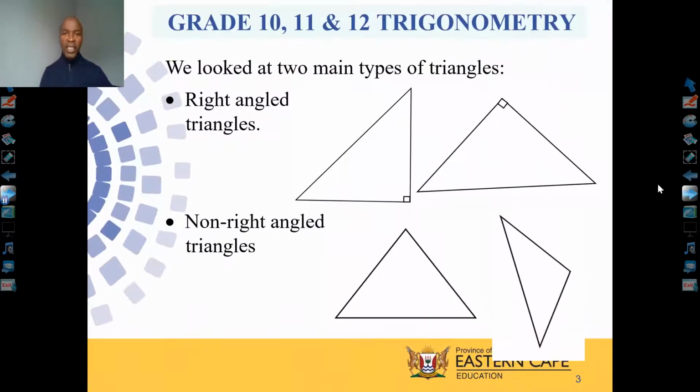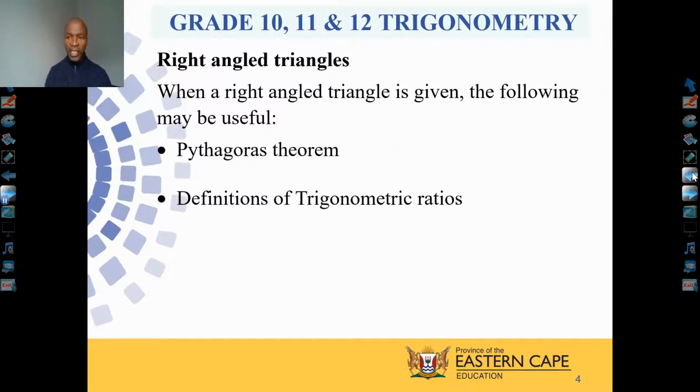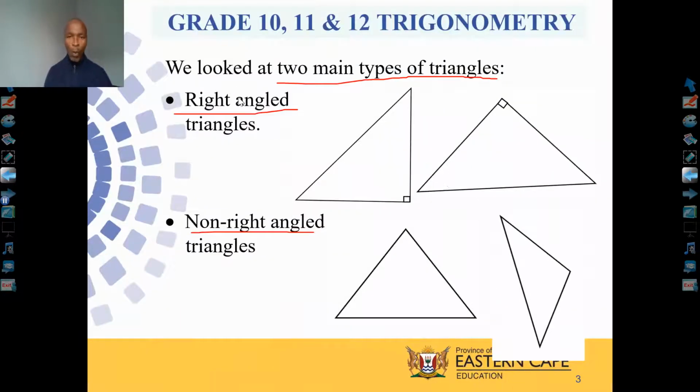Now, in trigonometry, we are going to look at the two main types of triangles. We're just going to categorize them into two. We know there are many ways of categorizing the types of triangles, but we are only going to focus on the main two, which are the right-angled triangles as well as the non-right-angled triangles. Now, in our lesson, we're going to look basically at these two types of triangles.